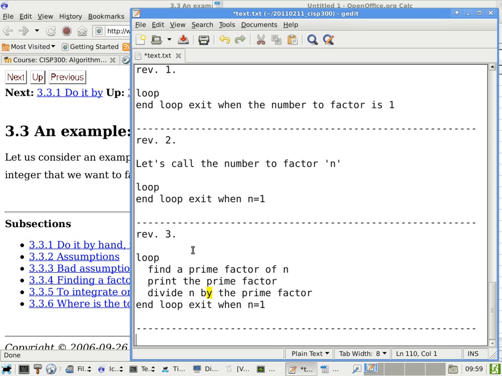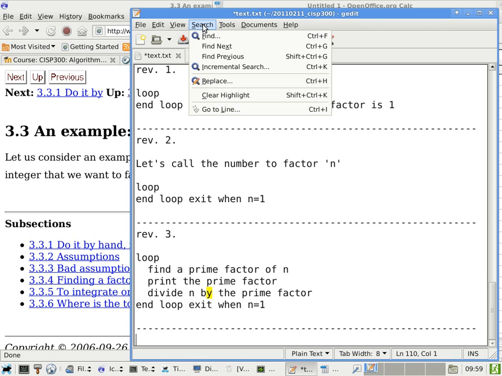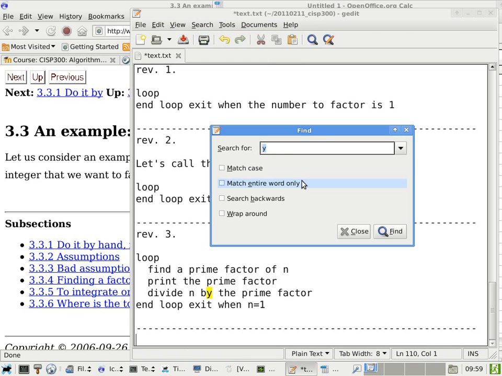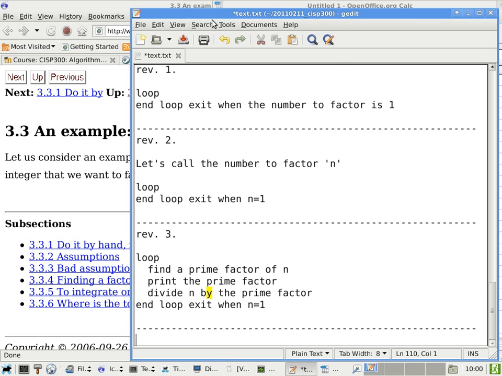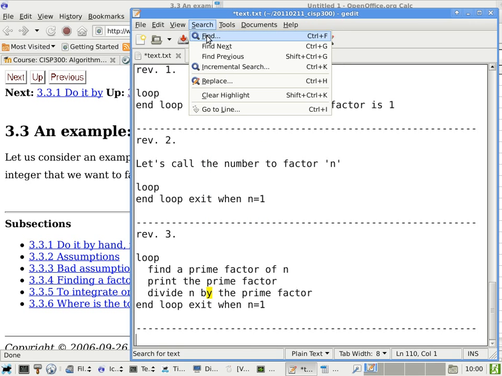Hit Control K. It should take it off. Nope. No, it's up in the search thing. Clear highlight. Control Shift K. That's what it is.